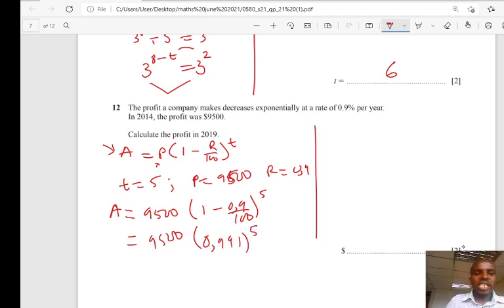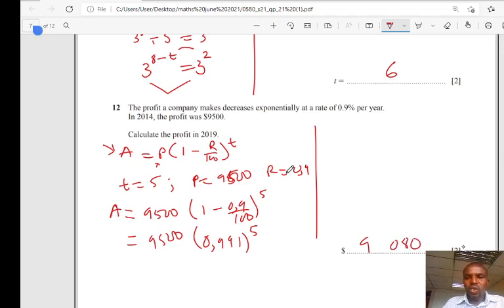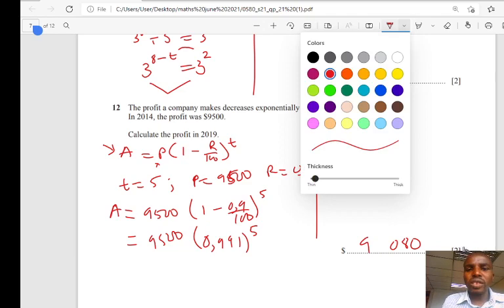Then if you multiply this, you say 9,500, open bracket, 0.991, close bracket to the power 5. Then you get 9080. Done. These are actually 2 marks.